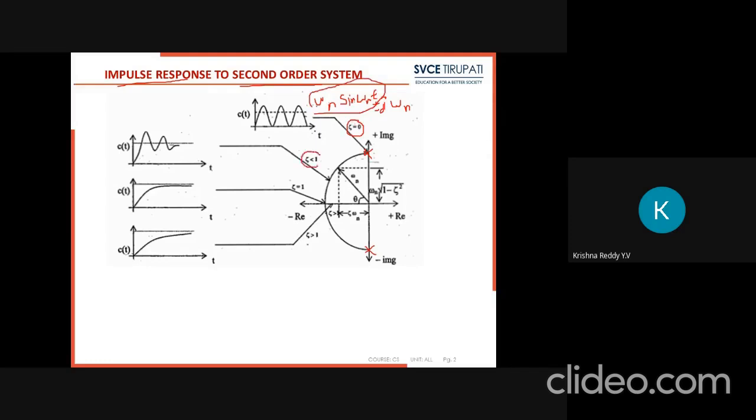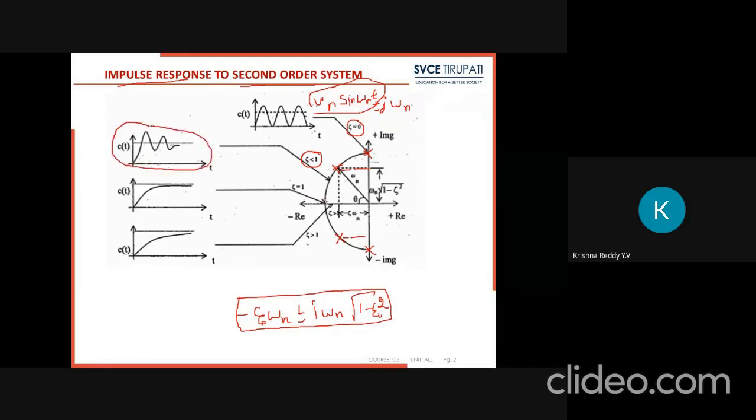When zeta is less than 1, we get roots minus zeta omega n plus or minus j omega n square root of 1 minus zeta square. These are the roots when zeta is less than 1. The location of the roots is here and here. When calculating the time response and plotting the graph, we get it like this.